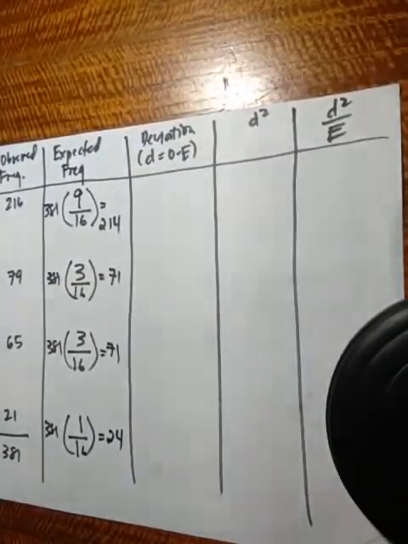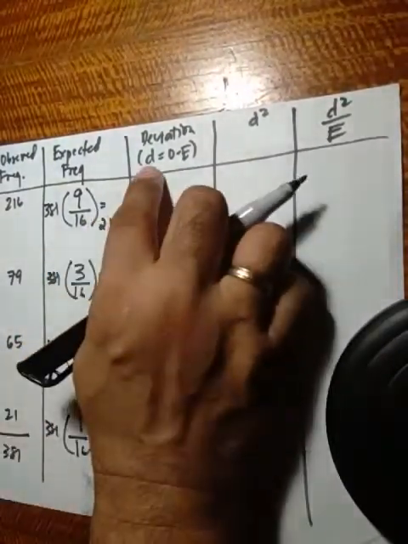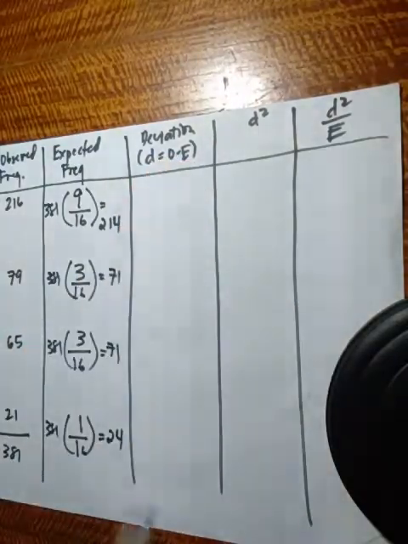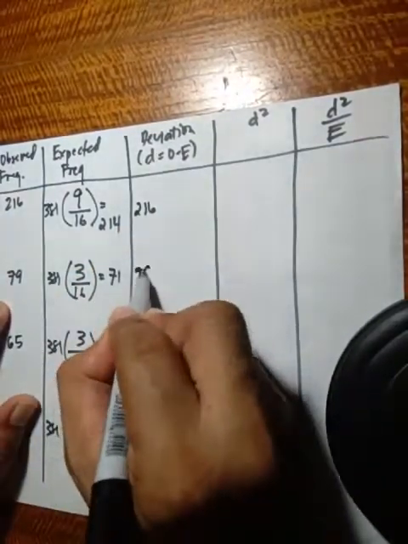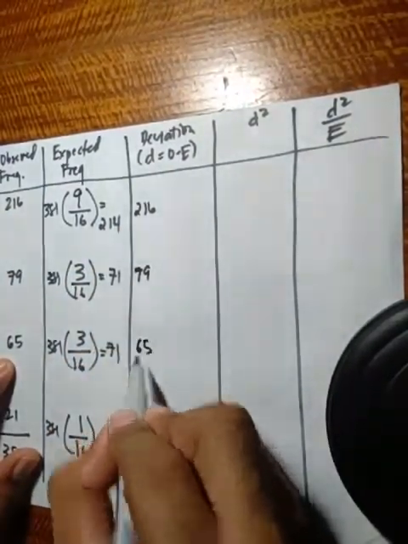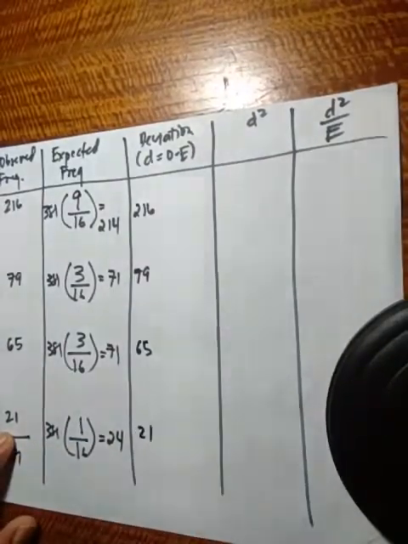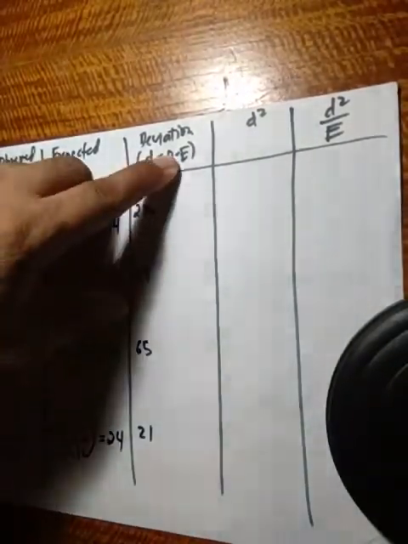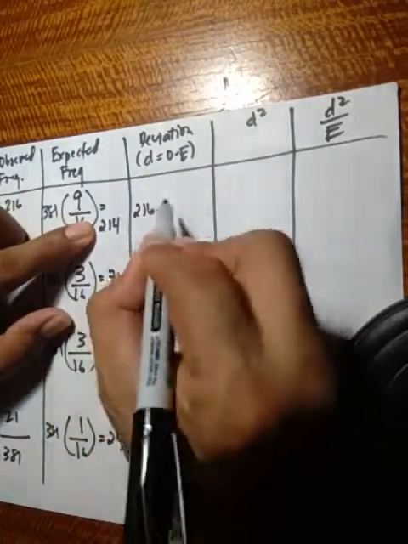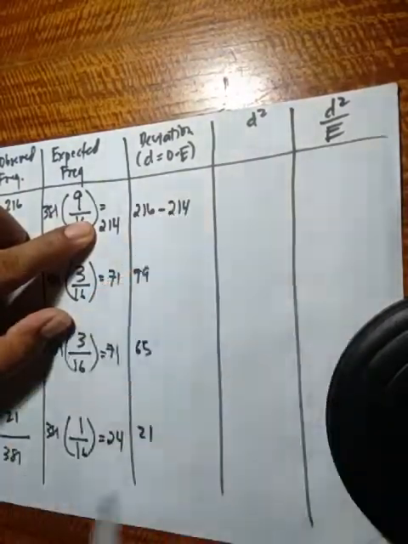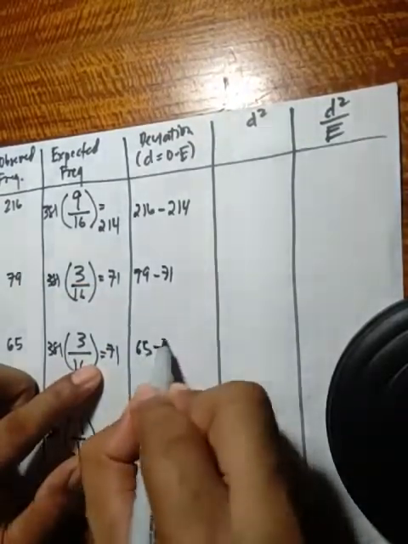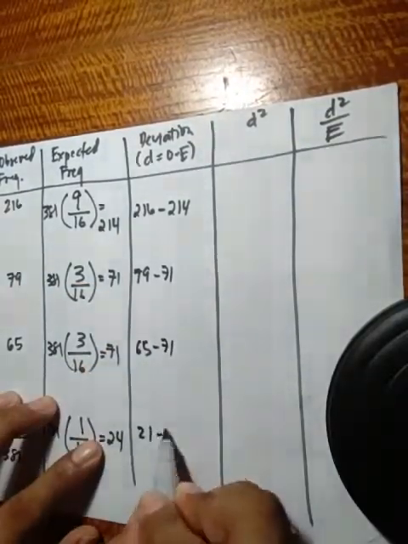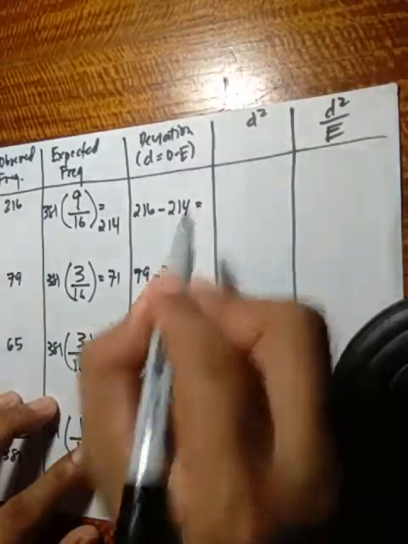Next naman is deviation. So simply put, the deviation is observed minus the expected. So this is the observed 216, observed 79, observed 65, observed 21. And then we're going to minus the expected, which will be the following. Minus 214, expected, minus 71, expected, minus 71, expected, minus 24. Now let's get the answer here.